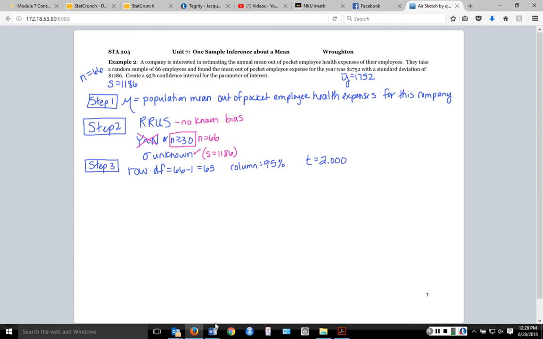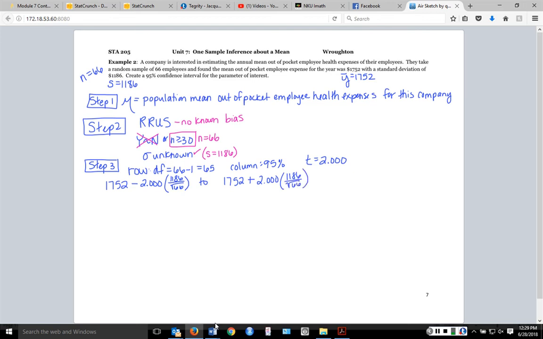Now I do have everything to plug in to my formula. So I'm going to take my 1,752, which was my y bar, minus my t, times my s over the square root of n. And then for my upper, same sample mean, just a plus sign now, t times our s over the square root of n.